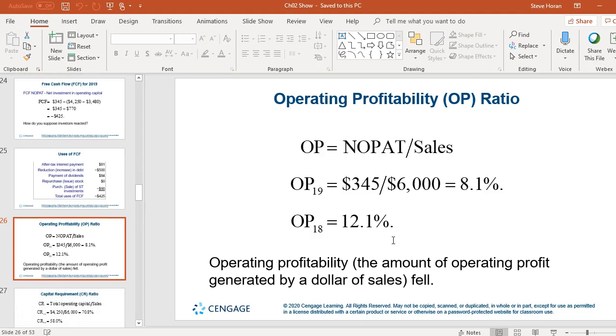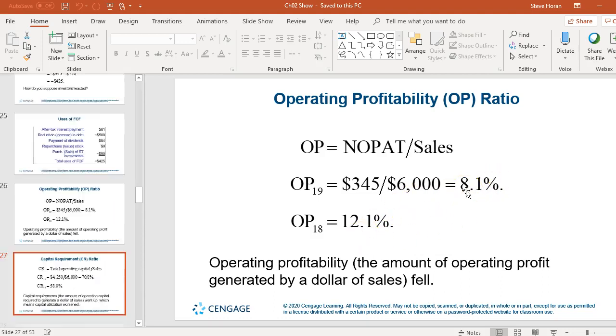And then some ratios. Profitability ratios: NOPAT divided by sales. This tells me the amount of operating profit generated by every dollar of sales. You can see it was 12, now it's 8, and so that went down. That's not good. I want that to actually go up.